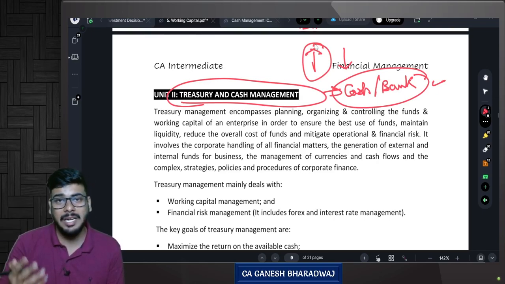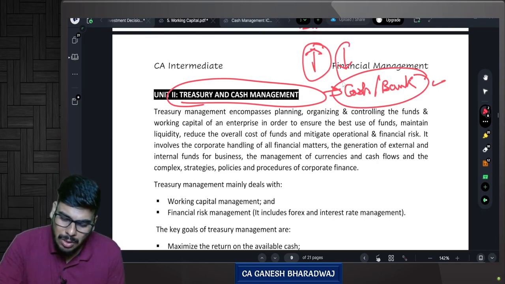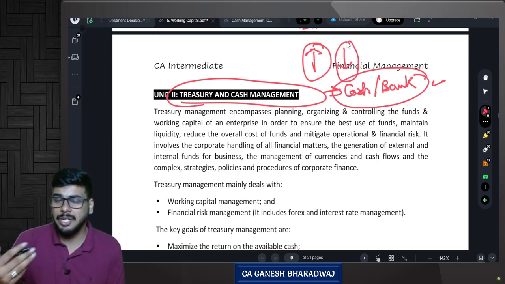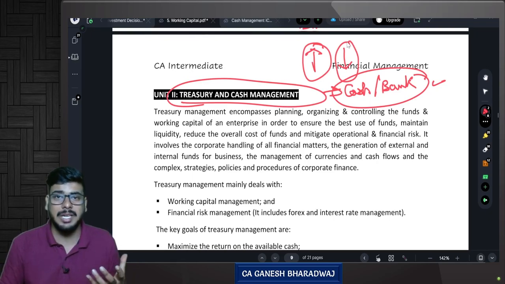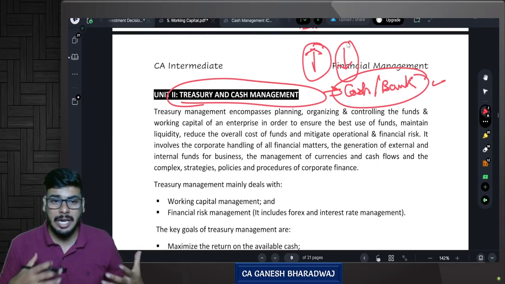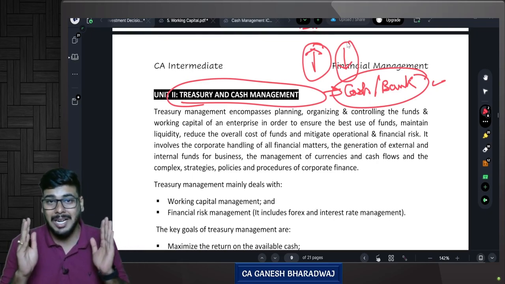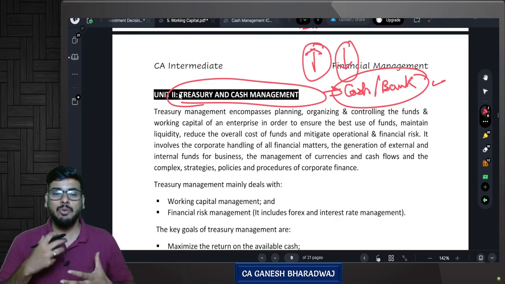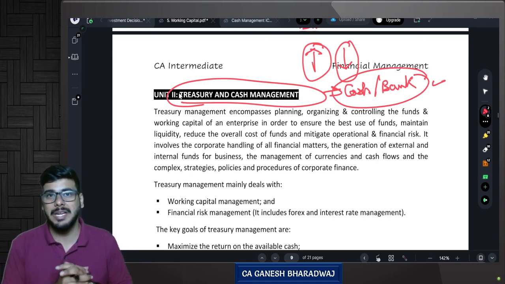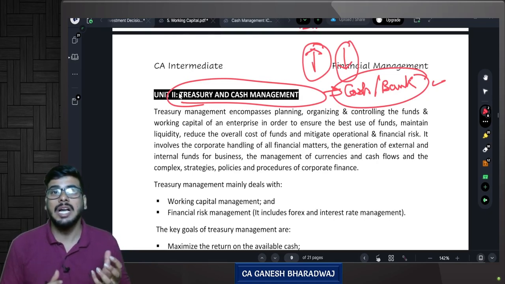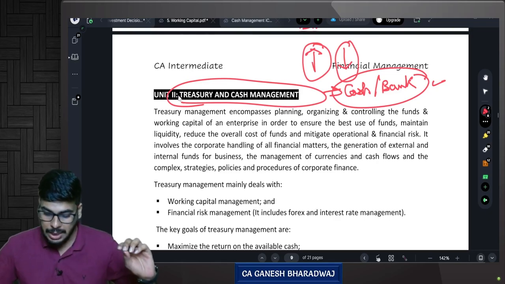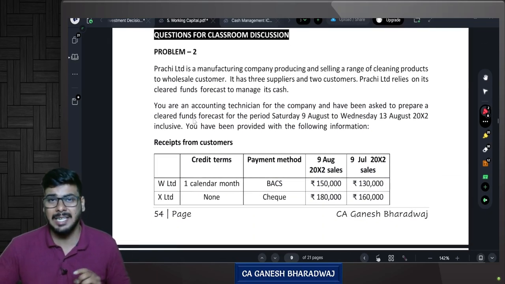So too much idle funds increases your cost, whereas too little funds is also bad. Why? It affects your liquidity. Whenever you have to meet some payment, you need to make it, else it affects your reputation and your business. So you should have adequate and sufficient cash balances. Are you clear with this? So now, how will I control this? How will I maintain control over this? Generally, companies prepare something called a forecast or a budget. This is what we are going to see in the next illustration.